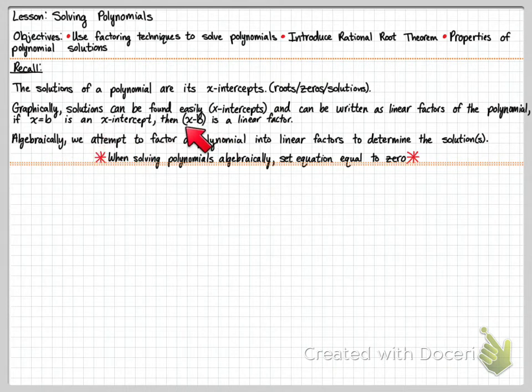So that's why we do the opposite when we write a linear factor. We take the opposite of whatever b is here, so that when we set it equal to 0, we're going to add or subtract, right? We're going to do the opposite to bring it to the other side, and we'll get the x-intercept here. So algebraically, we attempt to factor a polynomial into linear factors to determine the solutions. When solving polynomials algebraically, set the equation equal to 0.